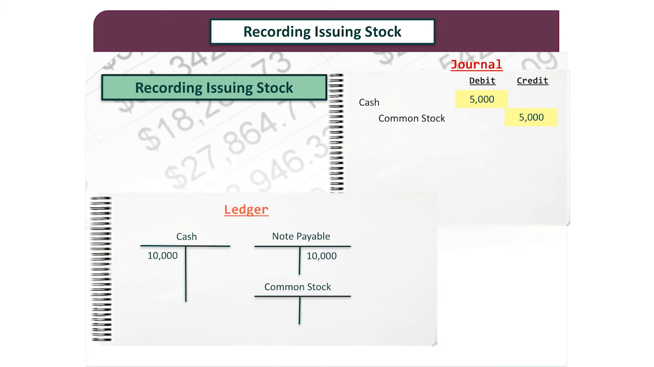We create a ledger account for the common stock. Then you post the transaction to the ledger. We debit cash for $5,000 and credit common stock for $5,000. Going from the journal to the ledger is known as posting. Equity sometimes is called contributed capital, but from now on, we're going to call it common stock. The total in the cash account is now $15,000.